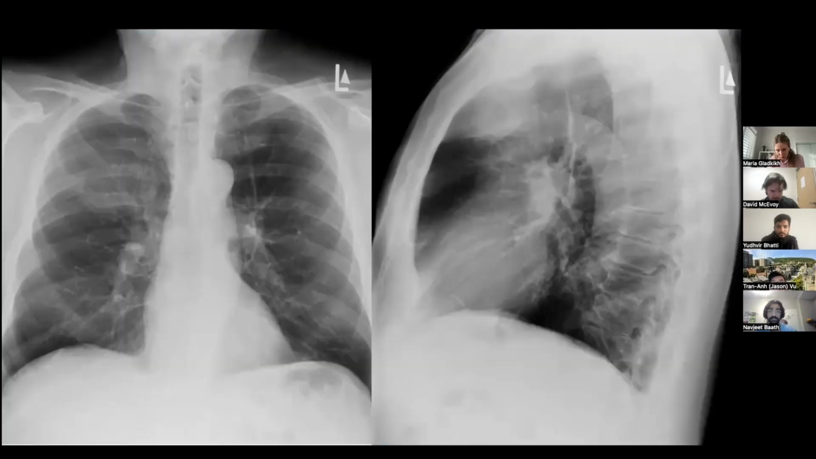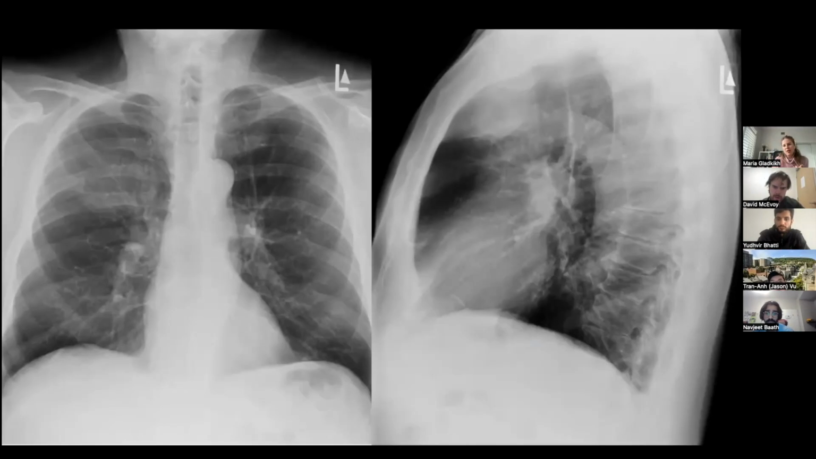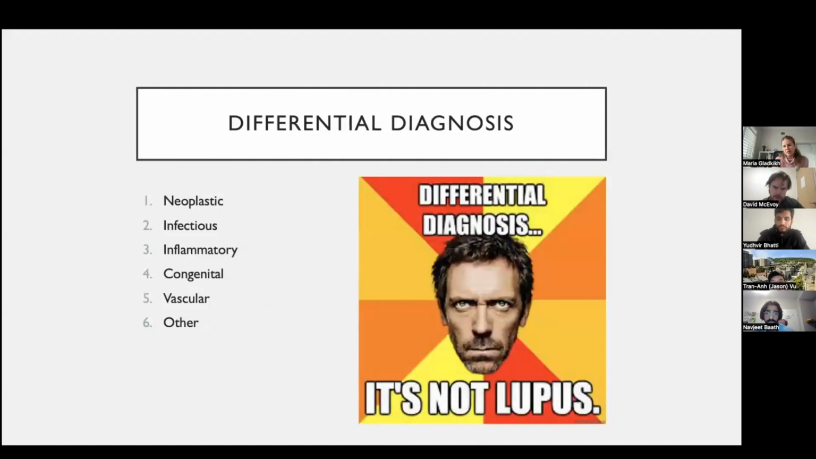characterizing lesions is important. To describe them, talk about location, talk about the size, talk about margins of the lesion, whether it has calcifications present, whether it has any cavitations or air fluid levels, and how it compared to the previous x-ray. And then that's going to help you narrow down your differential diagnosis.